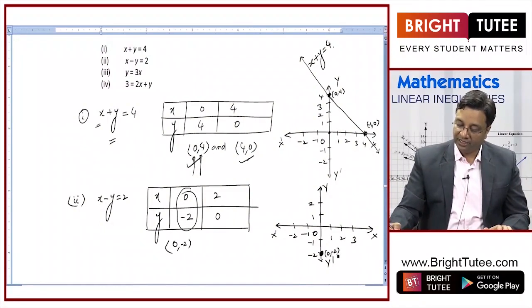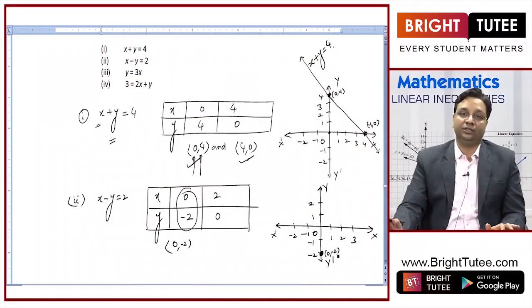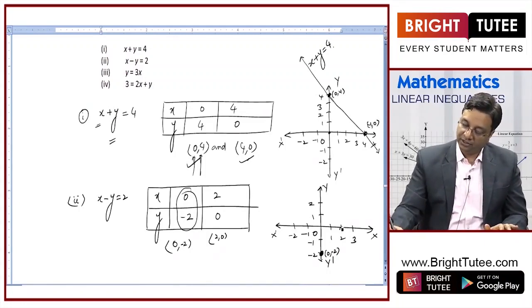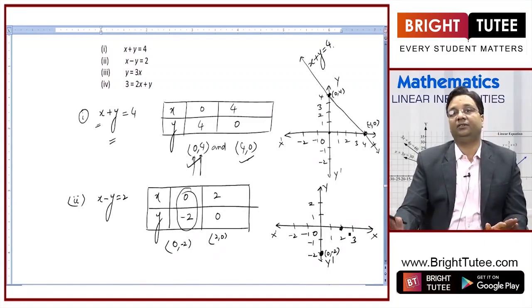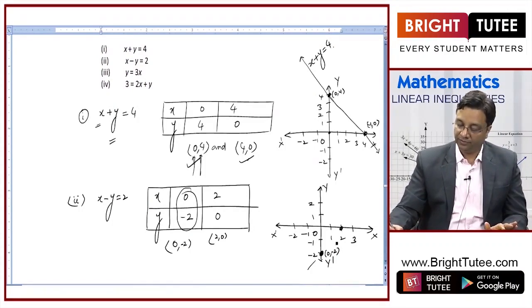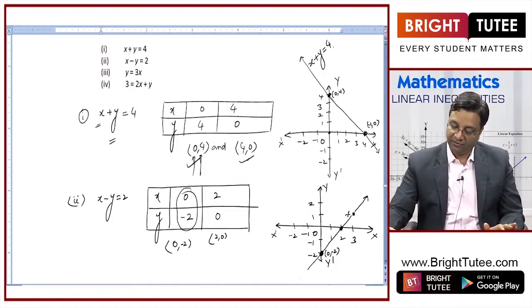Every point on y-axis will have its x coordinate as 0. (2, 0). This point will be this one. Every point on x-axis will have its y coordinate as 0. Abscissa is 2, so this is the point. And when you draw a line passing through these 2 points, this is the graph of the equation x minus y equals 2.